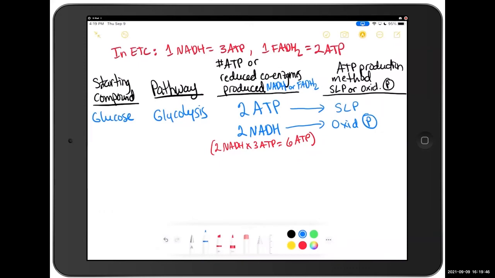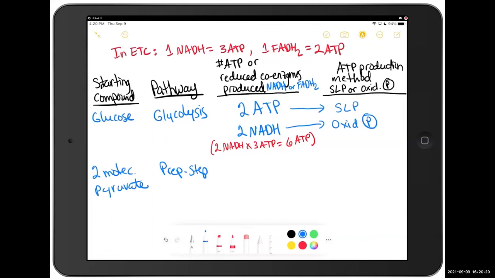Now let's talk about our next step, which is going to be the preparatory step. What is our starting molecule for the preparatory step? Pyruvate. To be specific, it's going to be 2 molecules of pyruvate.